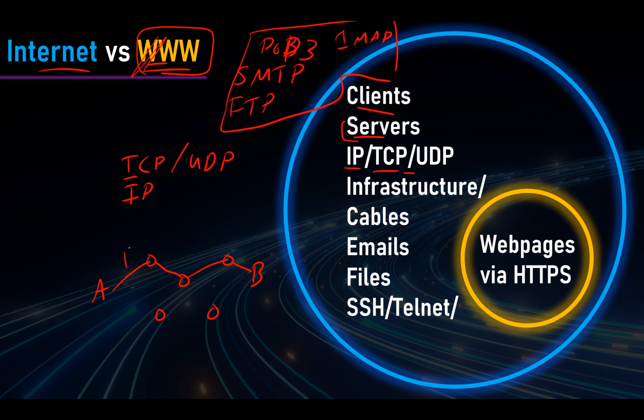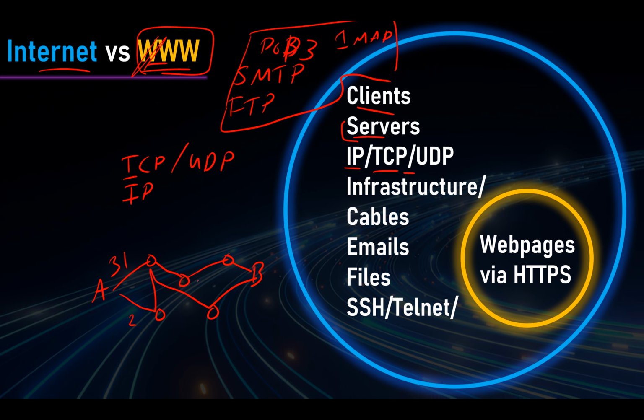Let's say this is packet 1. Now, let's say A also sends packet 2. The thing is, the packets don't have to travel the same route. So maybe this one goes there, then there, then there. Let's say packet 3 also goes this route.